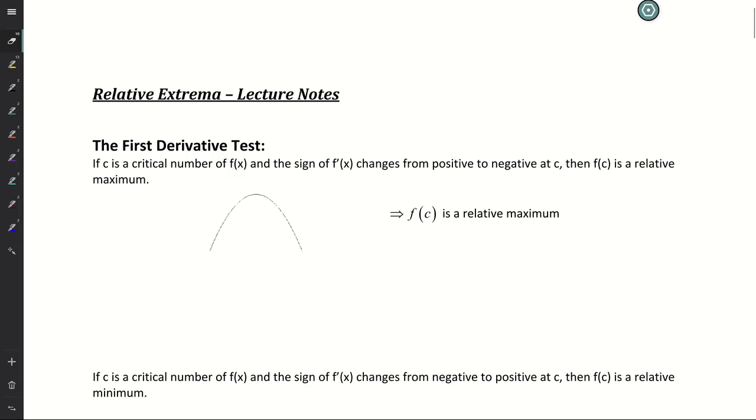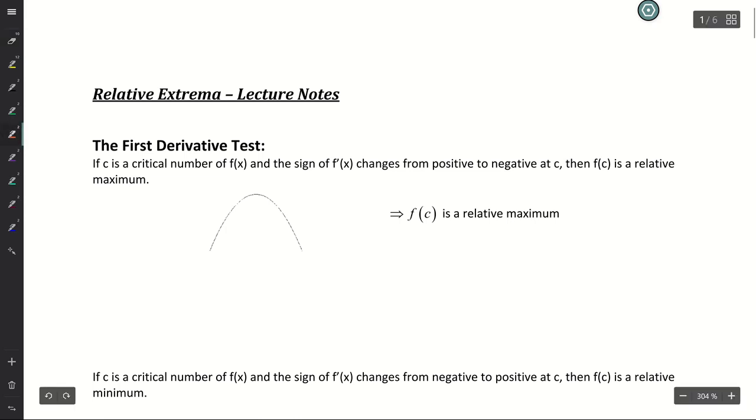In this video, I'd like to talk about finding relative extrema by using derivatives. The first thing we're going to talk about is what we call the first derivative test. This test says that if c is a critical number of f of x and the sign of the derivative changes from positive to negative at c, then f of c is a relative maximum.